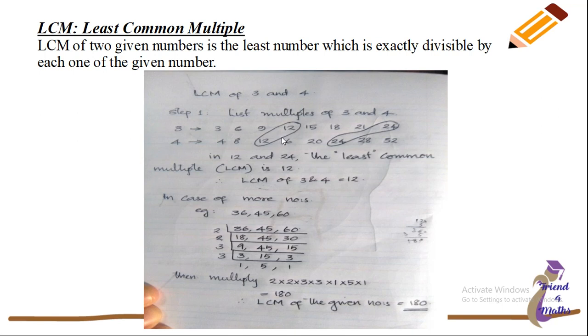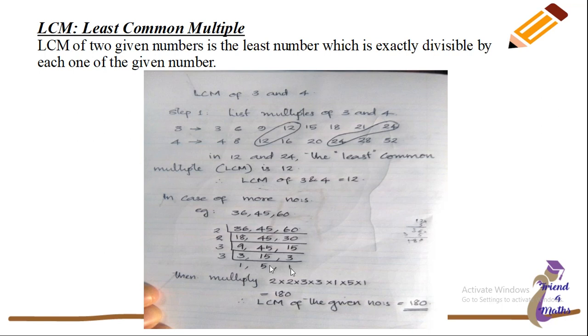From this, we are selecting the least common multiple. That is the lowest common multiple. Here from 12 and 24, 12 is the least common multiple. Therefore, the LCM of these two numbers 3 and 4 is 12. In case of three numbers, we are doing this process.